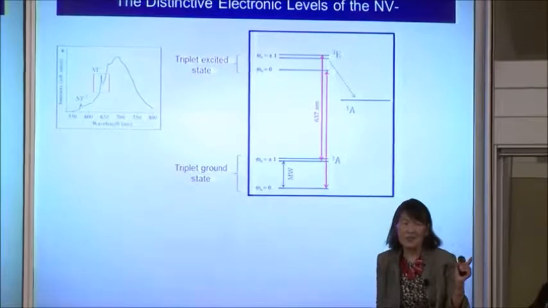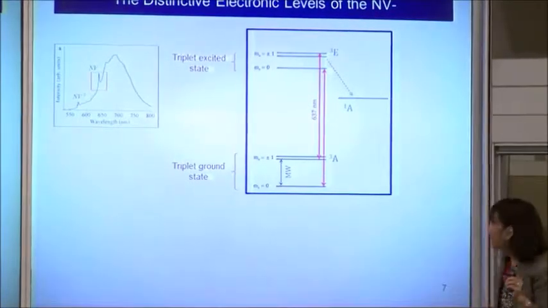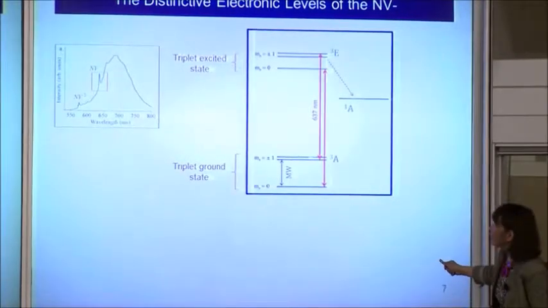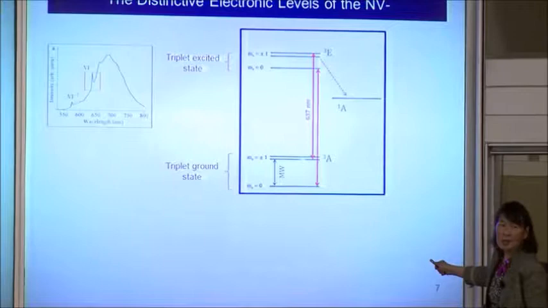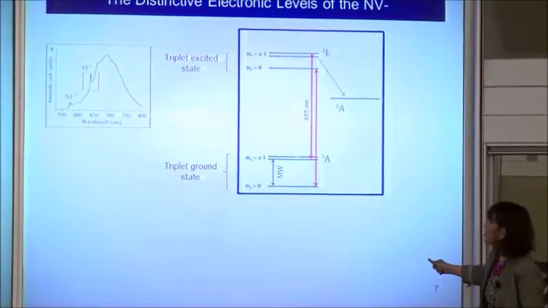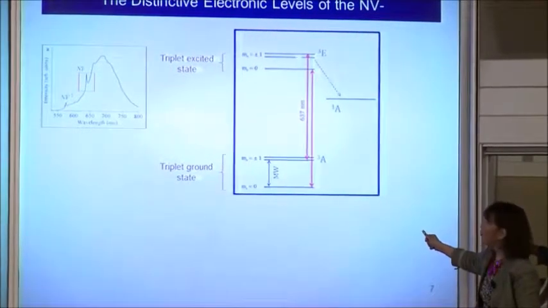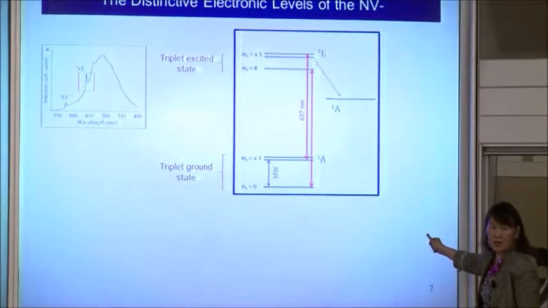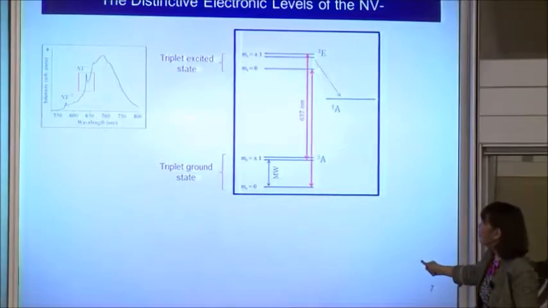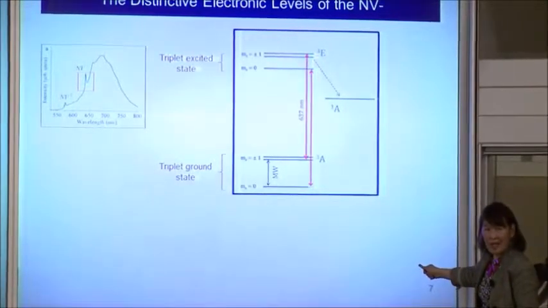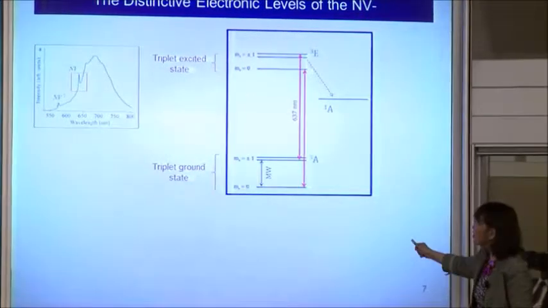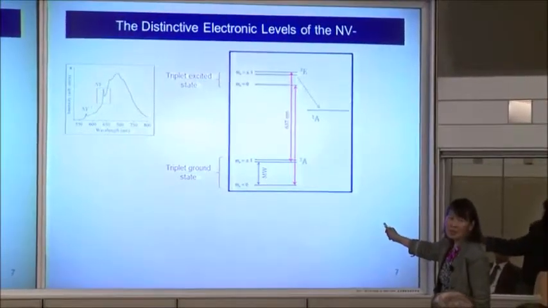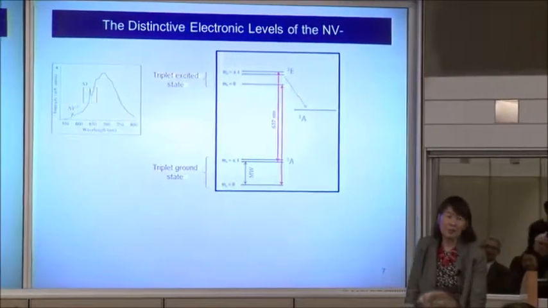Yeah. I think you can guess, so I want you to think about it, okay? Here's the problem. If my initial population is ms plus or minus 1, and I excite to here, and from here it's likely that I go through this non-radiative transition. But if I'm here, I can have photon emission, a radiative transition to the ground state. So what happens if I do microwave mixing here?